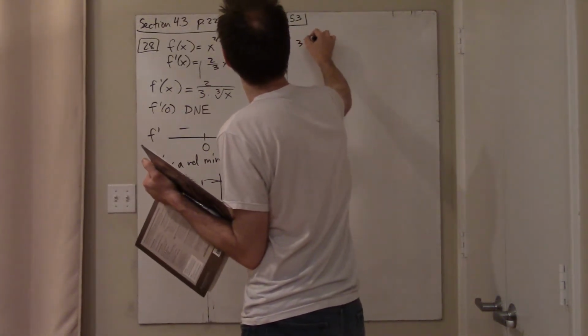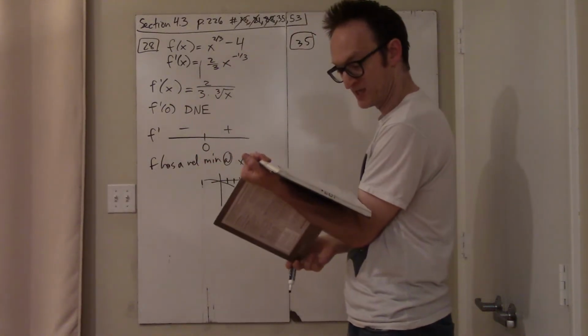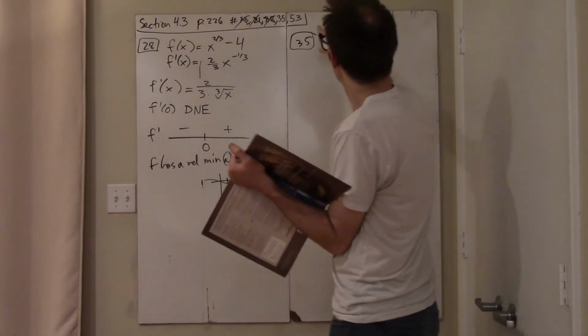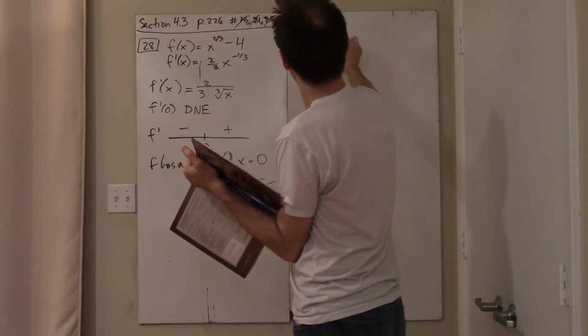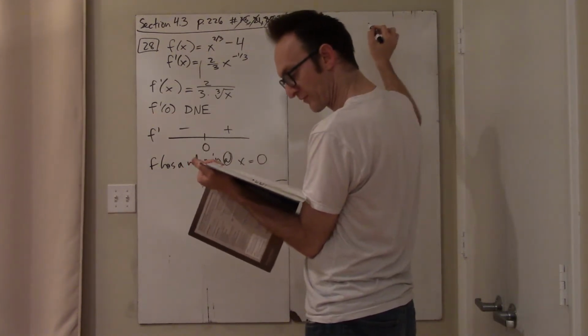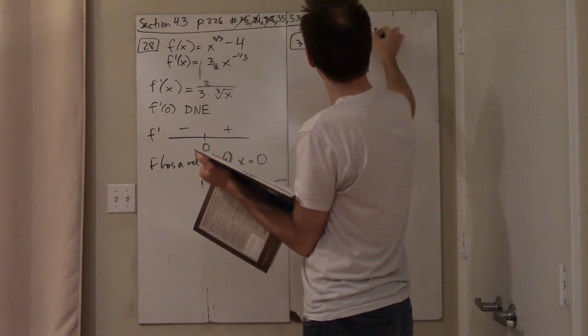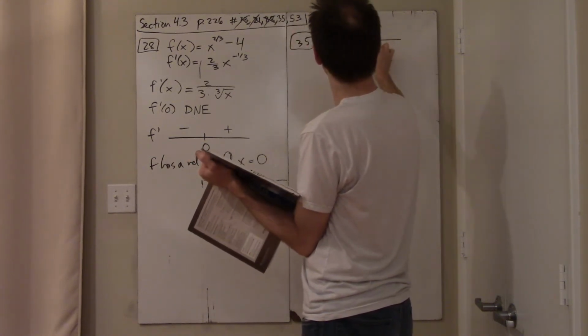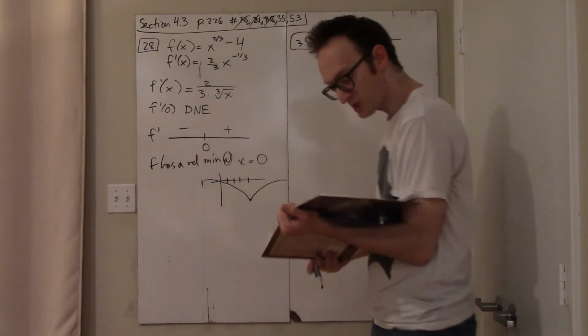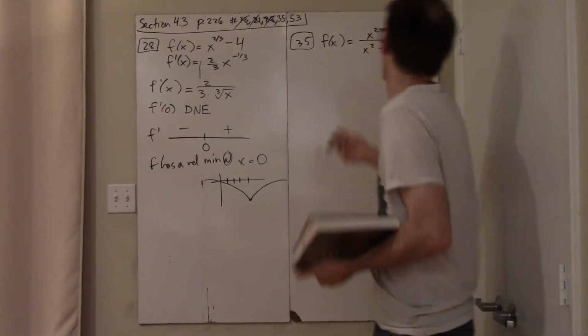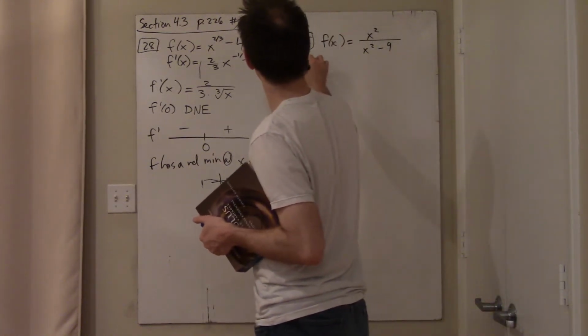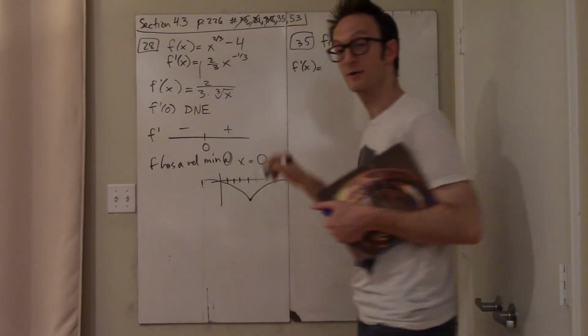We'll do 35 over here. This is just more of the exact same task, but with a more complicated function, x squared over x squared minus 9. Okay, let's go. We just jump right in and take the derivative. So I'll use the quotient rule.